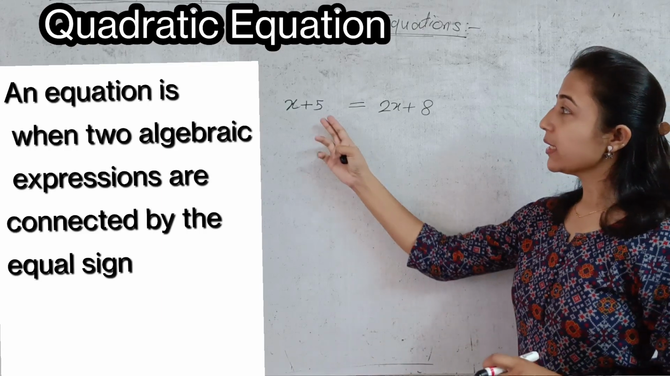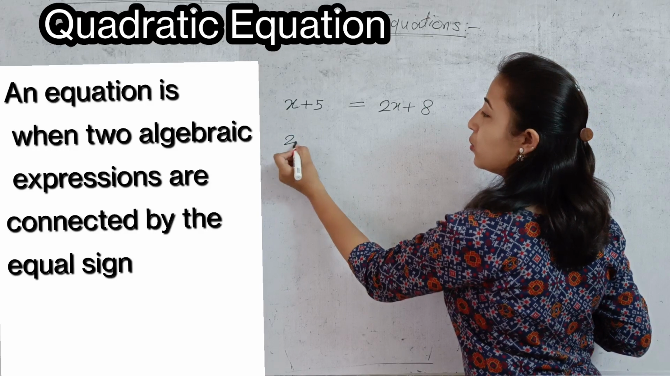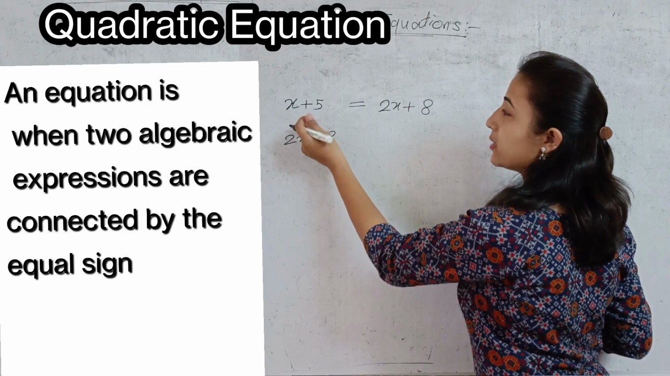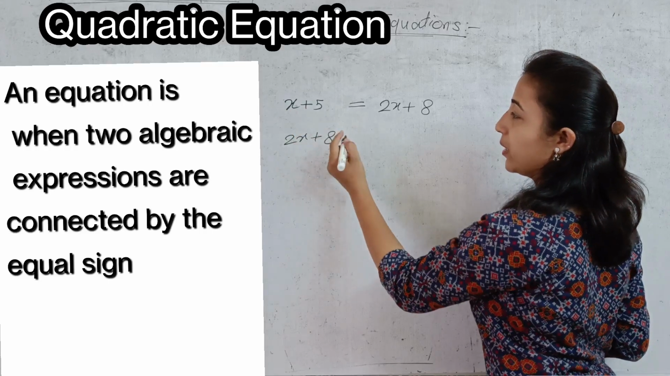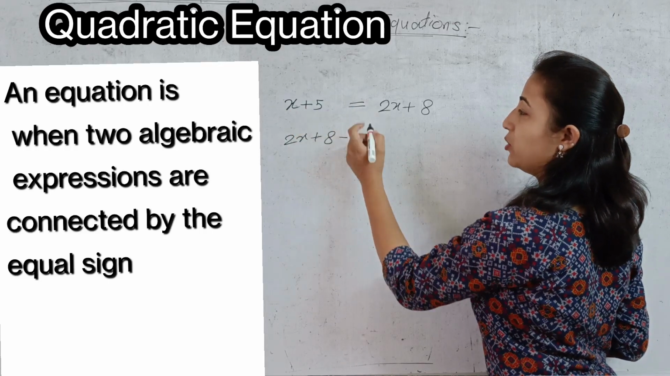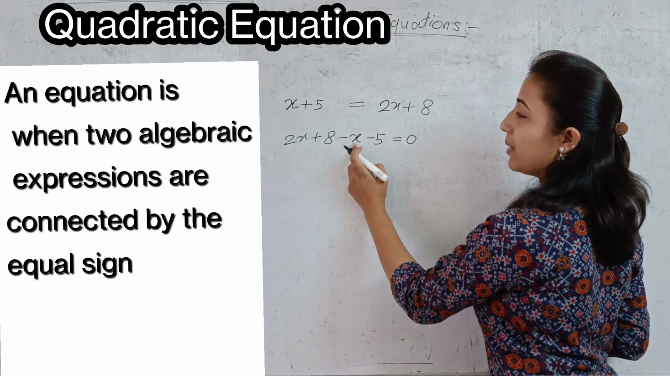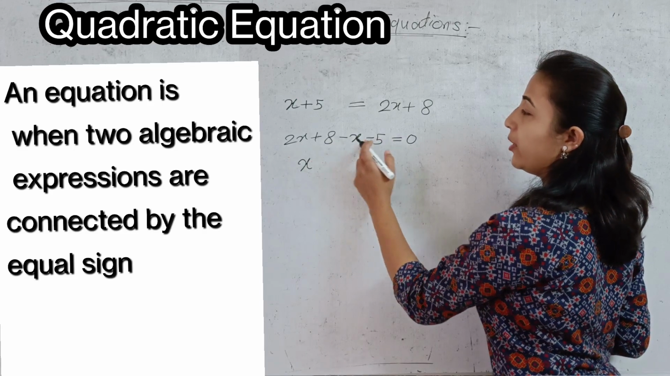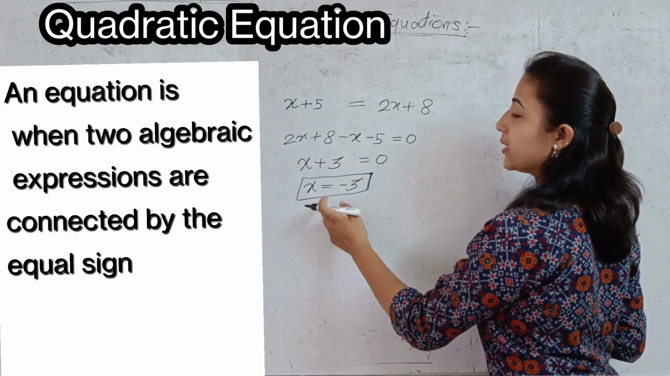Now in case I shift this whole term to the right hand side, what will happen here: 2x plus 8, and this term shifts to the right hand side. So apply the sign rule. Here plus x shifting will be minus x, plus 5 shifting will be minus 5, equals 0. Now here 2x minus x becomes x, 8 minus 5 is 3, equal to 0, x equals minus 3.